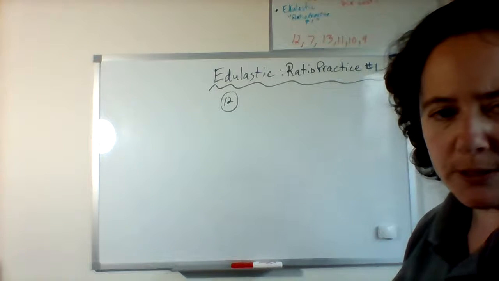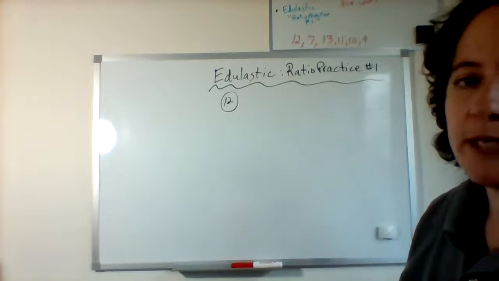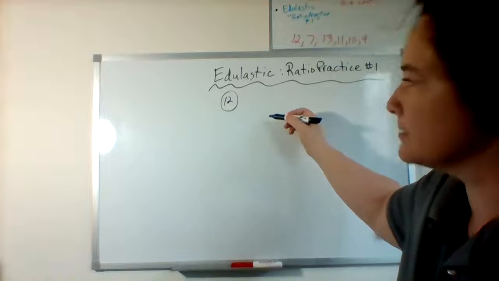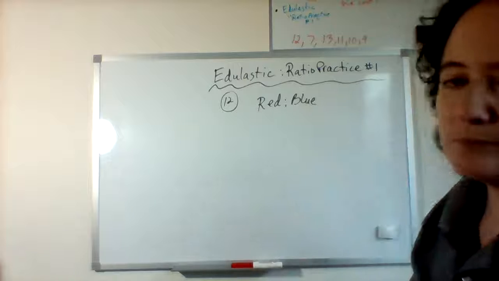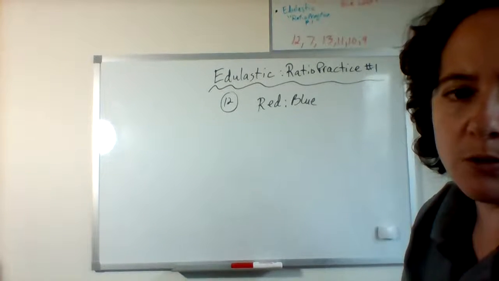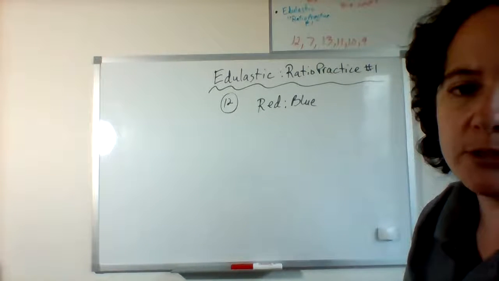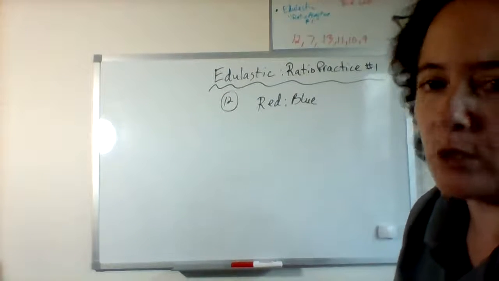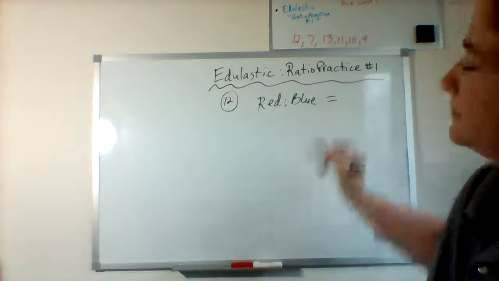If not, keep working. So it says that we have a box of pens and it has red and blue pens only. So the two quantities that we're comparing are red and blue pens. So we have red to blue. It says that the ratio of the number of red to the total number of pens in the box is 1 to 4. So what is my total?